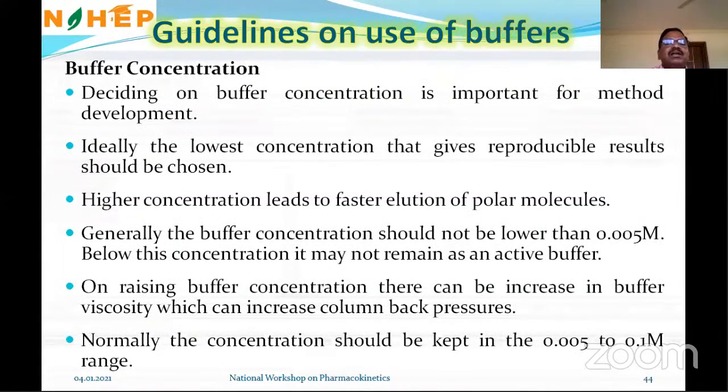Coming to the buffer concentration, deciding on buffer concentration is important for method development. Ideally, the lowest concentration that gives reproducible results should be chosen. Higher concentrations lead to faster elution of polar molecules. Generally, the buffer concentration should not be lower than 0.005 molar. Below this concentration, it may not remain an active buffer. On raising the buffer concentration, there can be an increase in buffer viscosity, which can increase the column back pressure. So normally the concentration of the buffer should be kept between 0.005 and 0.1 molar. The concentration of the salts in the buffer should not be more than 0.1 molar.